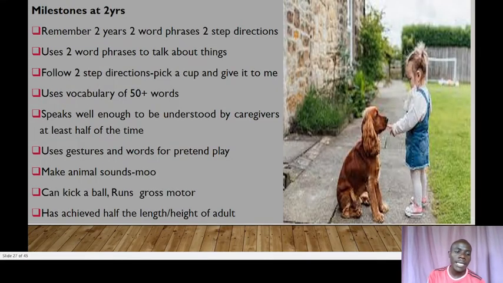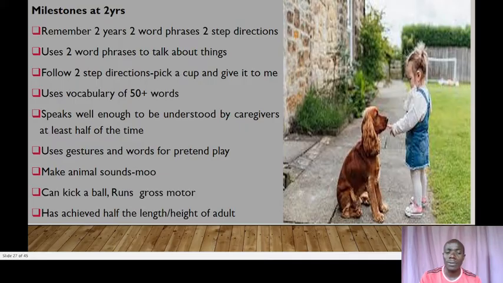So we have some significant milestones at this stage at 2 years. Remember, 2 years: two word phrases, two step directions. You can use two word phrases to talk about things. They can follow two step directions. You can request them, please pick that cup, give it to me. They have a vocabulary of about 50 or more words. They speak well enough to be understood by caregivers at least half of the time. Of course, there may be occasions when you are not getting it, but half the time you get it. They use gestures and words for pretend play, and they can make animal sounds.